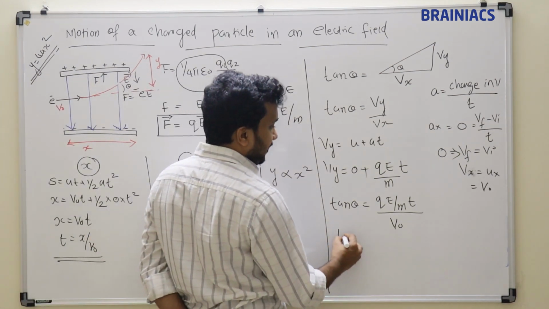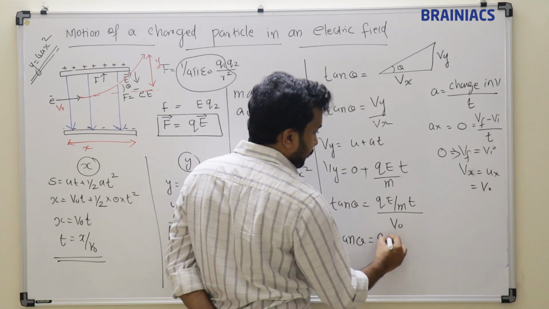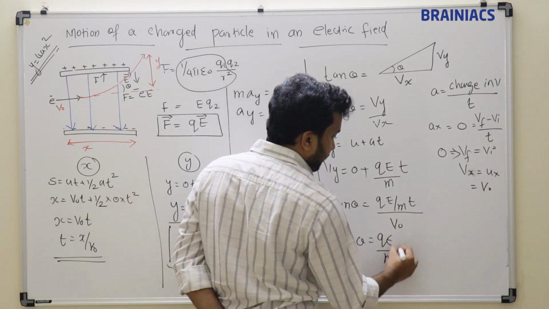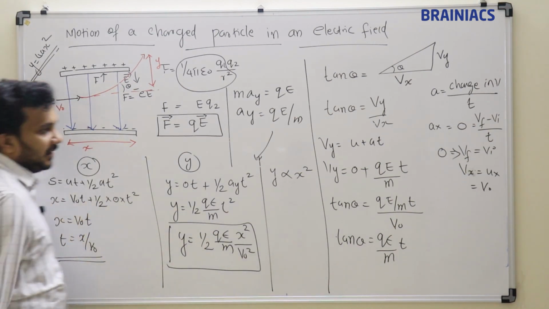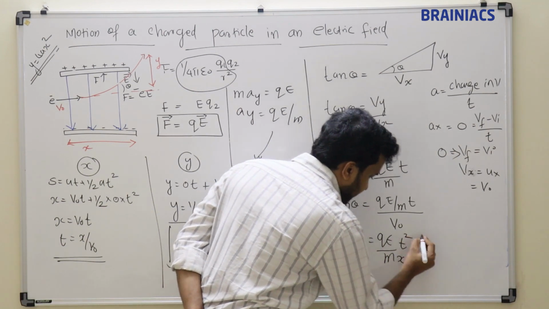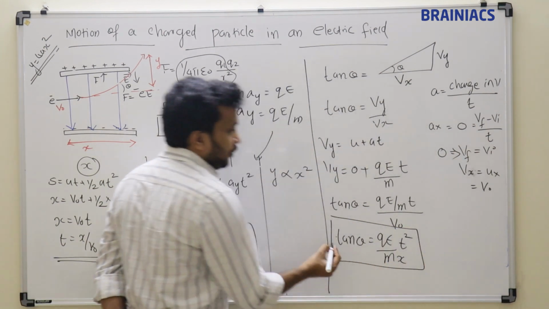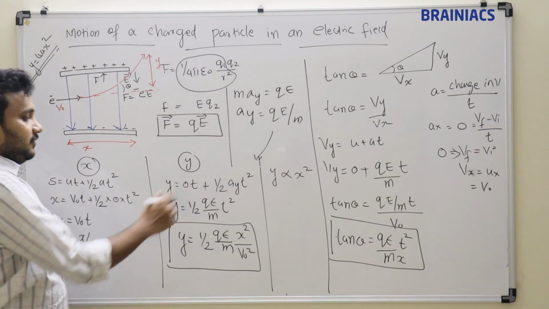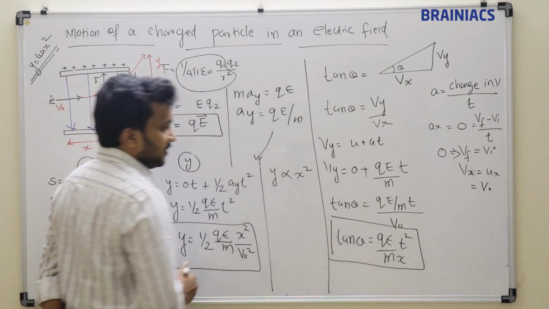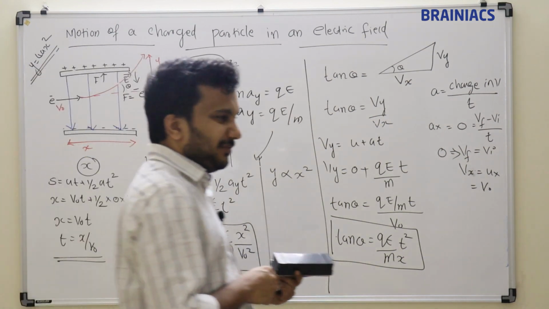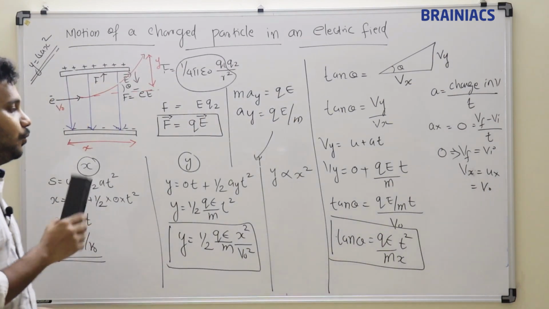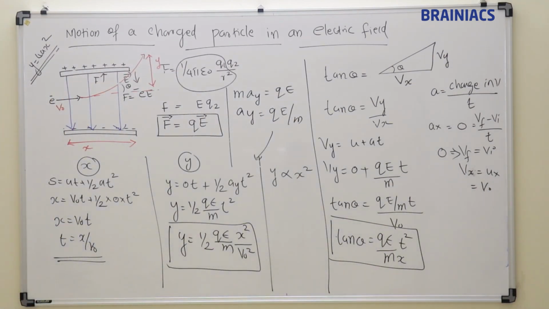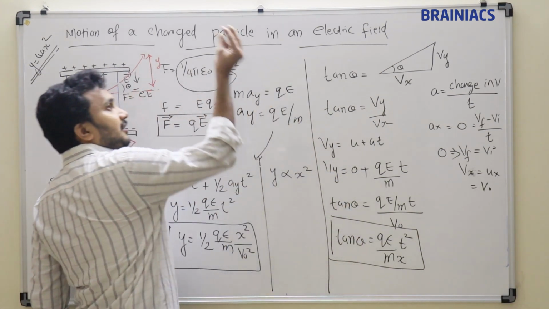So tan theta equals QE divided by m into t into v naught. For v naught we are substituting x by t, so here it is x by t square. So tan theta will be equal to x by t square. From this equation and this equation, tan theta is the amount of deflection and y is the distance or displacement traveled in the y direction. From both of these, we will come to a major conclusion.